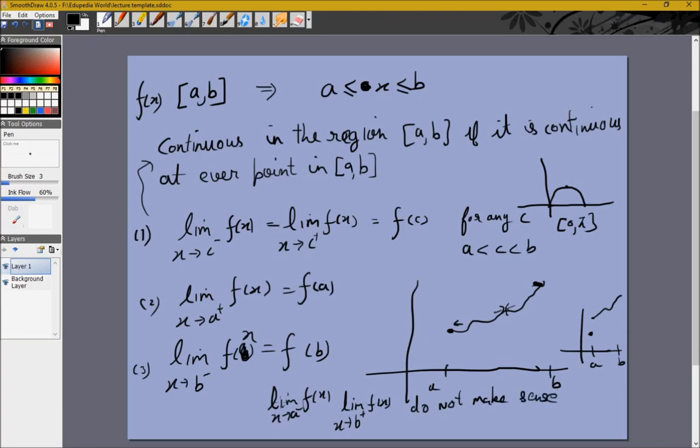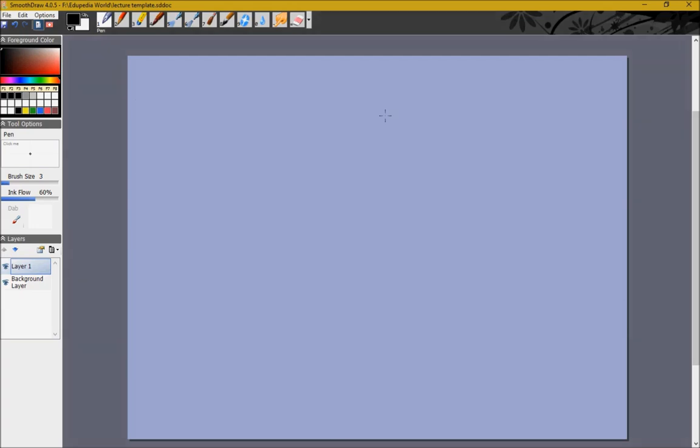I would say they do not exist, but they may exist if the function actually exists, but we are only considering between A and B. So as long as we are considering between A and B, these two terms do not make sense, and these are the three results that need to be valid in order for the function to be continuous in a region A comma B. Let's look at some examples of functions and whether or not they are continuous in a region.